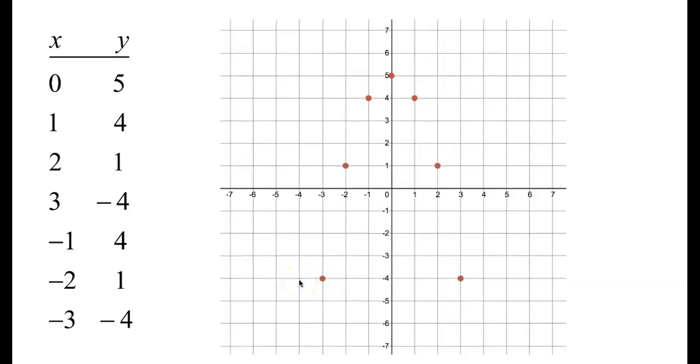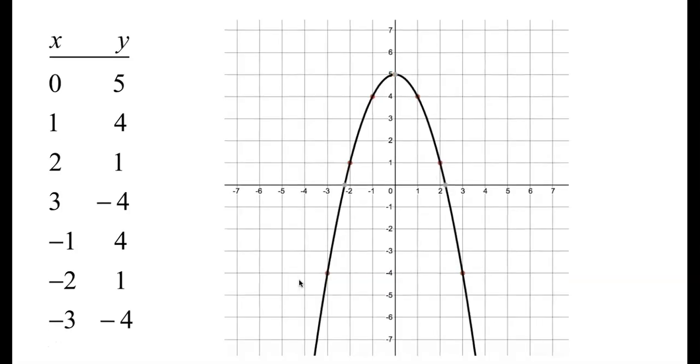So when we connect those, we get a parabola that looks like this. So second order equations, quadratic equations, usually look like parabolas. This is an opening down parabola because the x squared term is negative. It was 5 minus x squared.